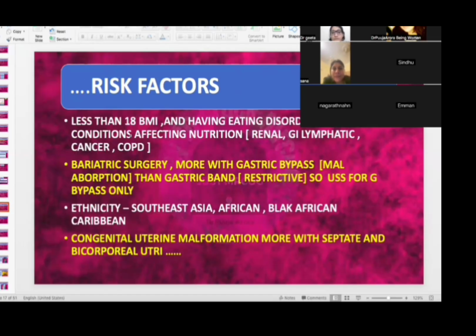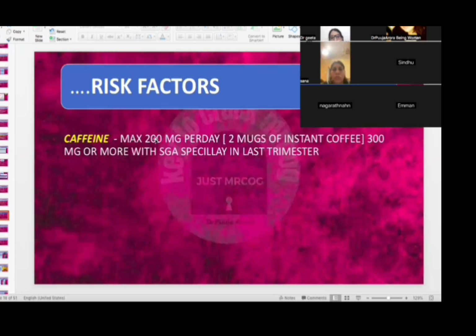For smoking, if somebody smokes till 15 weeks and stops after that, the risk is as good as a non-smoker. So if somebody comes at 15 weeks saying she is smoking, you can reassure her. Drugs again increase the risk of FGR. Also BMI less than 18, eating disorder, and bariatric surgery, especially gastric bypass because it causes malabsorption. We offer a series of ultrasounds. Then caffeine and certain ethnicity are also responsible for FGR.